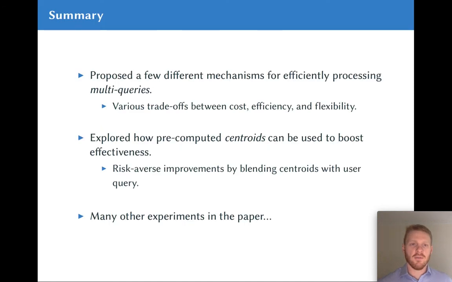So in summary, we proposed a few different techniques for efficiently processing multi-queries, which are queries made up of a number of subqueries. There were various trade-offs between cost efficiency and flexibility. We also show how you can use dynamic pruning and fusion together to do this type of processing efficiently. The second part explored how pre-computed centroids can be used to boost query effectiveness. So we explore how we can combine this pre-computed centroid with the user's query results list, and we show that you can get risk-averse improvements by blending centroids with the user query.